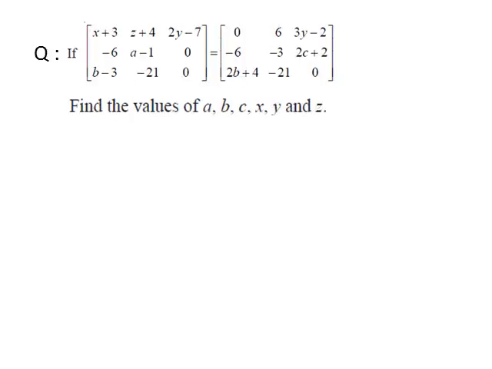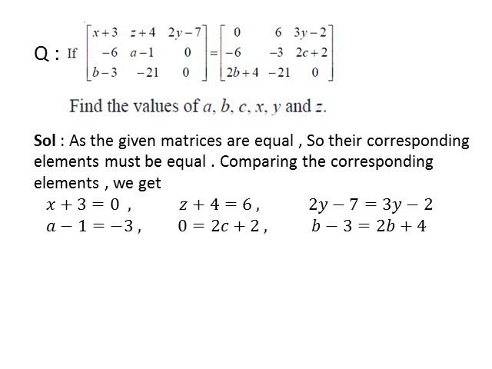Let's discuss some questions. In this question, two matrices are equal given to us, and we have to find values of a, b, c, x, y and z. As the given matrices are equal, so their corresponding elements must be equal. Comparing the corresponding elements, we get x plus 3 equals 0, z plus 4 equals 6, 2y minus 7 equals 3y minus 2, a minus 1 equals minus 3, 0 equals 2c plus 2, b minus 3 equals 2b plus 4.